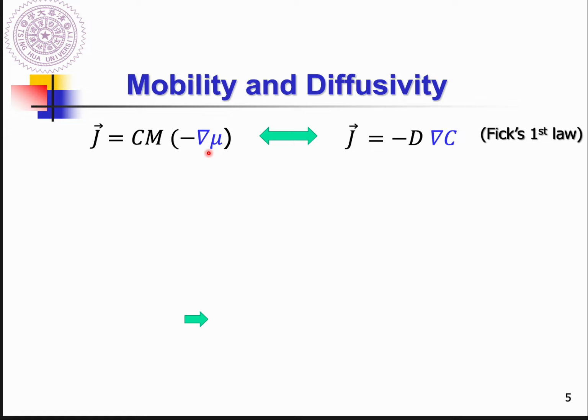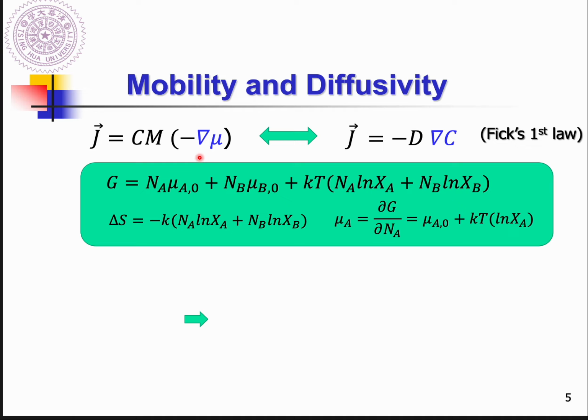So in order to deal with this chemical potential gradient change, you need to have a quick review of the chemical potential. The chemical potential of atom A is the change in Gibbs free energy when you add one more atom A. We call this the chemical potential of atom A, and it is dependent on its composition XA. Based on this, you can write down mu A equals partial G partial NA, and this is the result. Actually, I just copied this result, right?